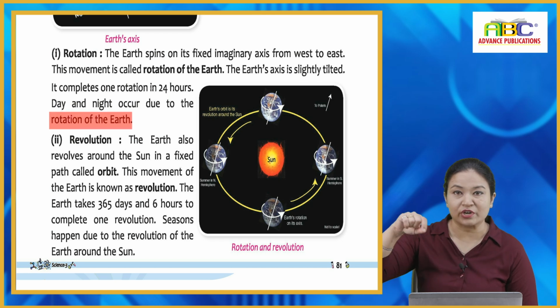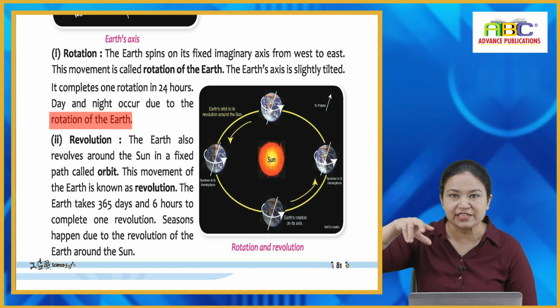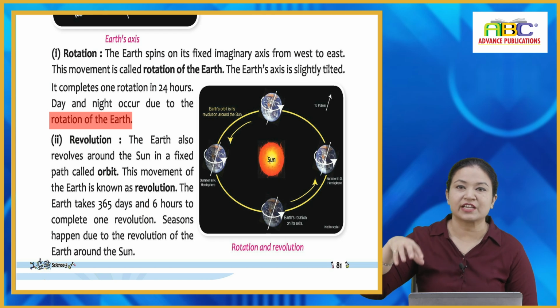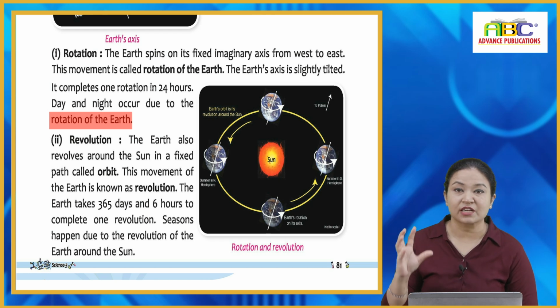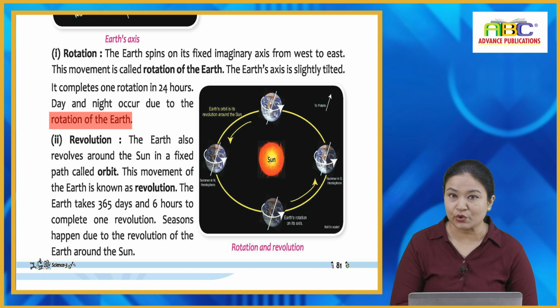So the earth rotates on its axis, and when it completes its rotation, it completes it in 24 hours. So it completes one day in one rotation.